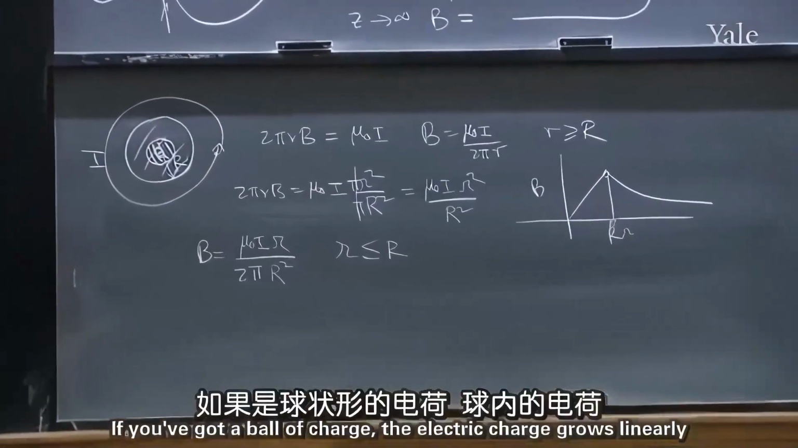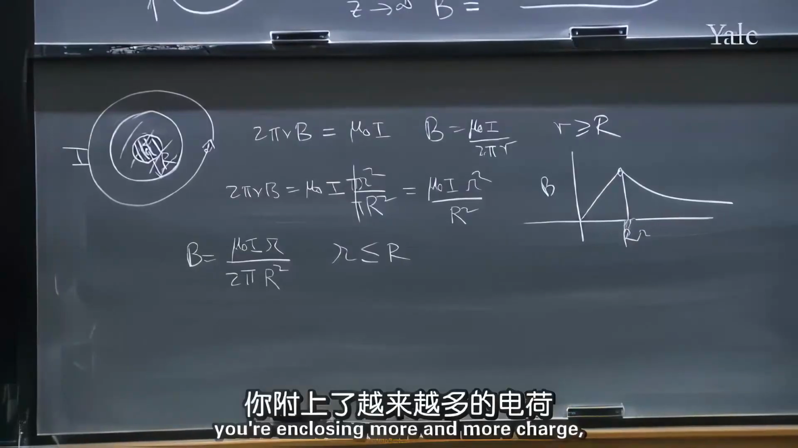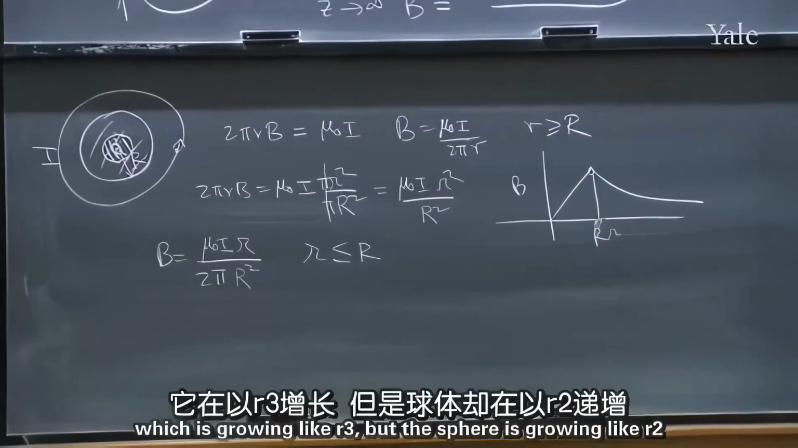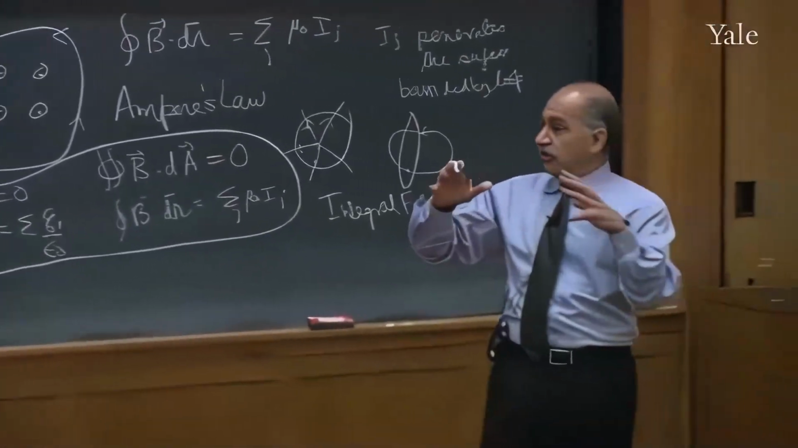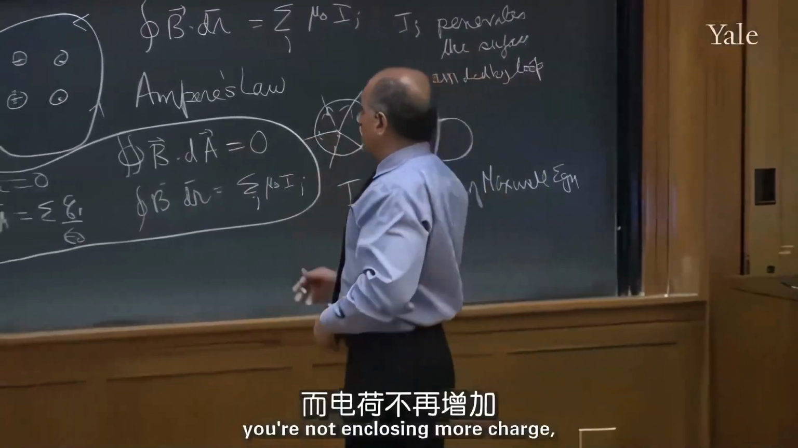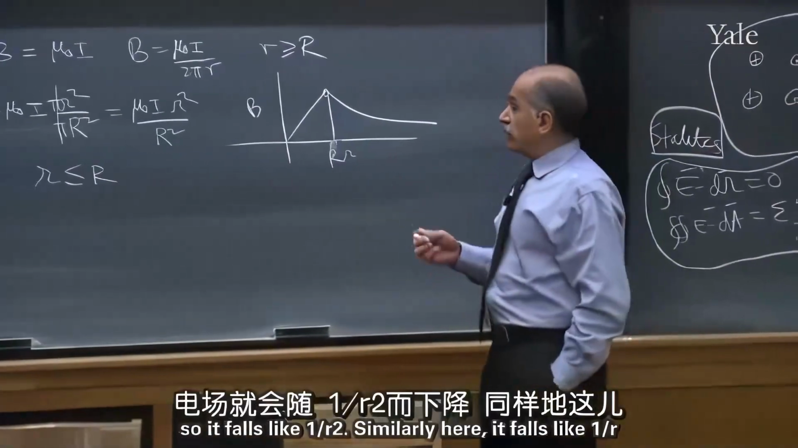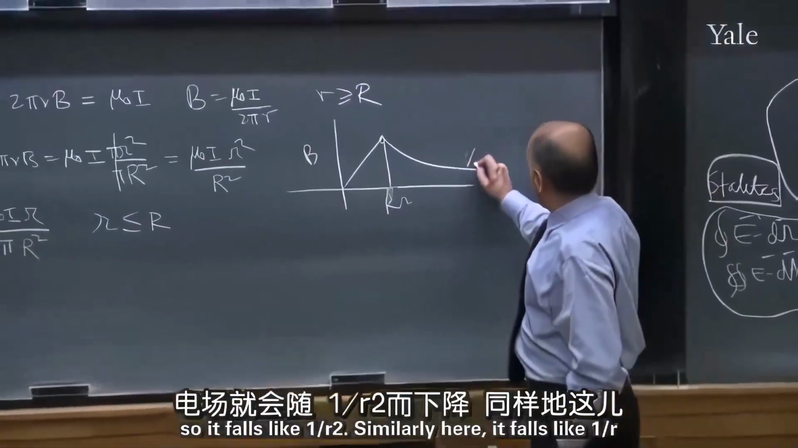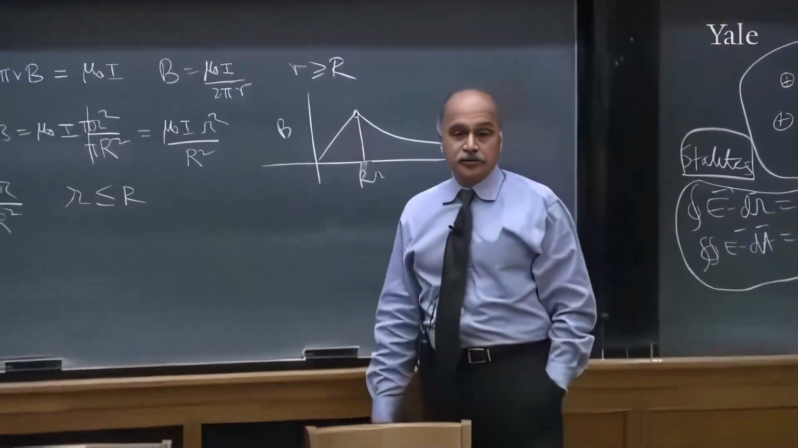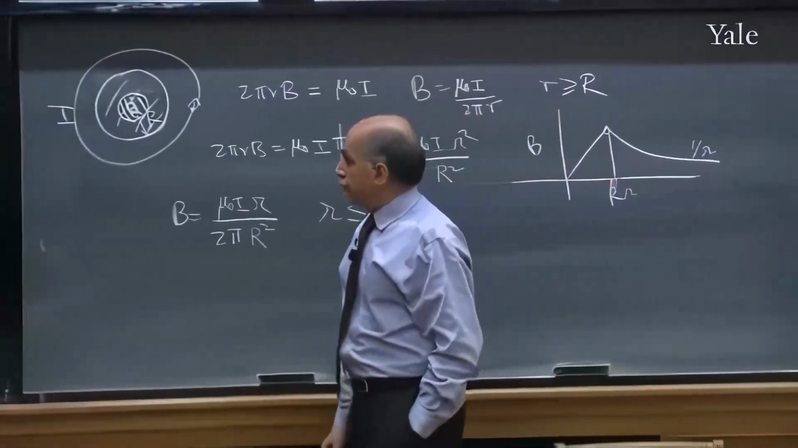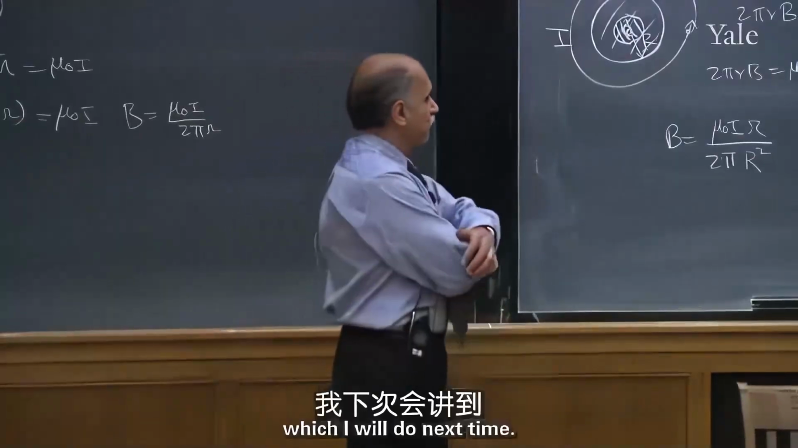If you've got a ball of charge, the electric field grows linearly when you're inside the ball, because as you grow, you're enclosing more and more charge, which is growing like r cubed, but the sphere is growing like r squared. So it grows like r. But once you cross the sphere, you go to bigger and bigger spheres, you're not enclosing more charge, but the sphere for Gauss's law is getting bigger, so it falls like 1 over r squared. Similarly here, it falls like 1 over r when you're outside the cylinder and grows linearly with r when you're inside the cylinder. Now, there are a couple of other miscellaneous applications which I will do next time.